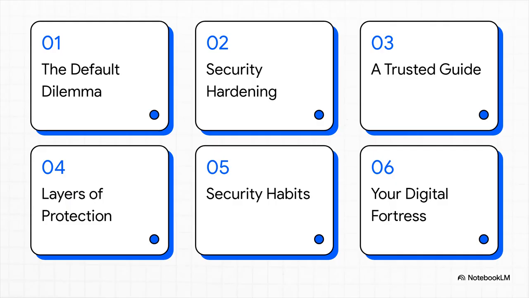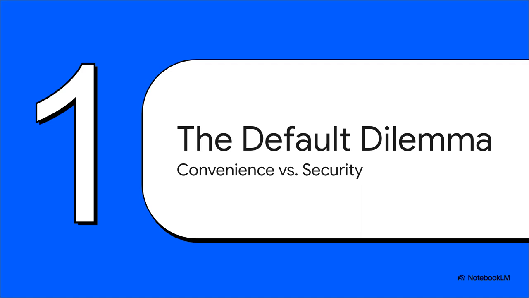So here's our game plan. We'll kick things off with that default dilemma, then we'll really define what security hardening is. We'll introduce a trusted guide for this process, look at 3 key layers of protection in action, talk about some crucial security habits, and then wrap up by putting you in the driver's seat of your own digital fortress. Okay, first up, Section 1, the security default dilemma.